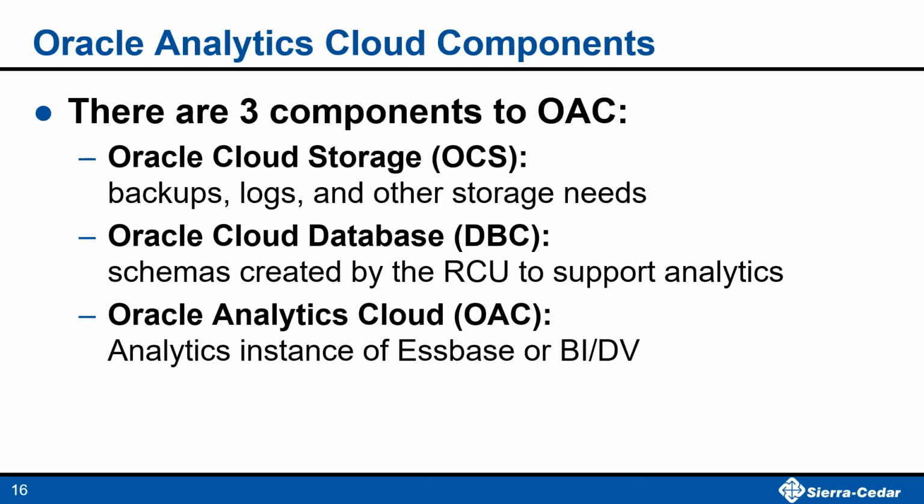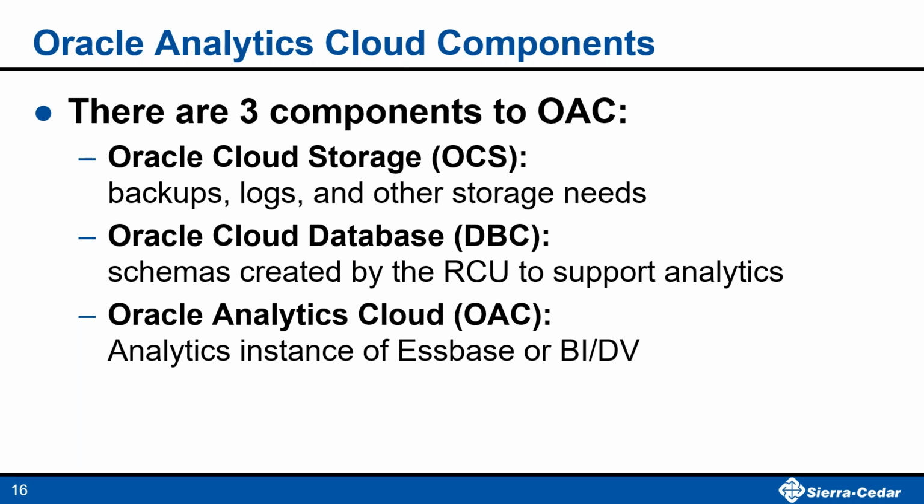So essentially there are three components to OAC. All three are required, and these are always going to be bundled together with your subscription. But you'll need a cloud storage, I'm calling it OCS, and that's where your backups are stored, logs, other storage pieces like property files, Linux shell scripts and things of that nature. That's your cloud storage piece. Think of it as your drive. It's your partition or your mount point.